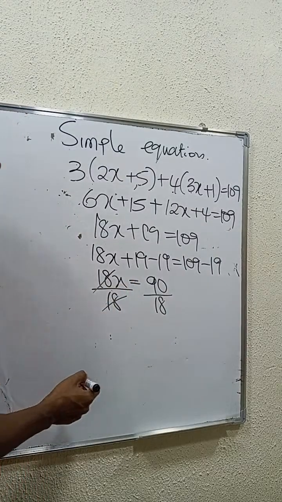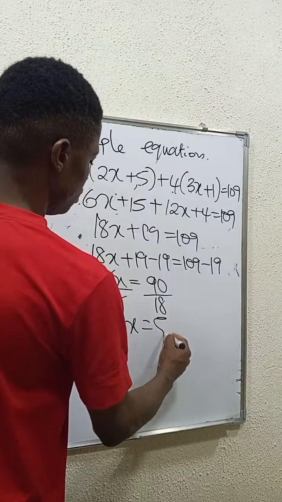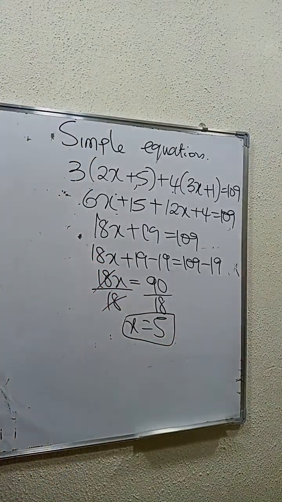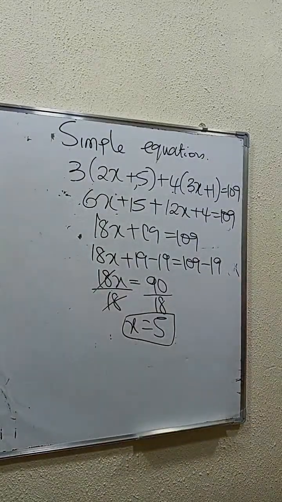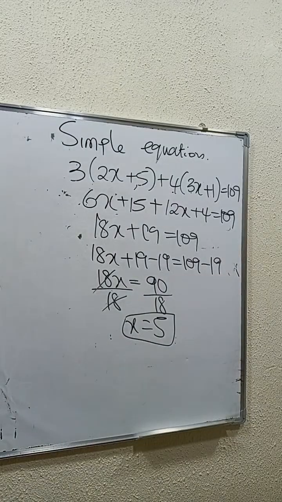Once you divide by 18, x is equals to, what is 90 divided by 18? Do you know that? Okay, 90 divided by 18 is 5. Okay? Write it. 90 divided by 18 is 5.